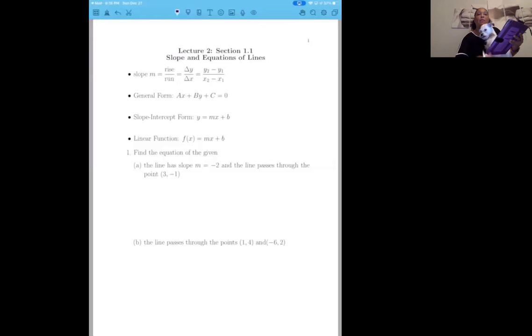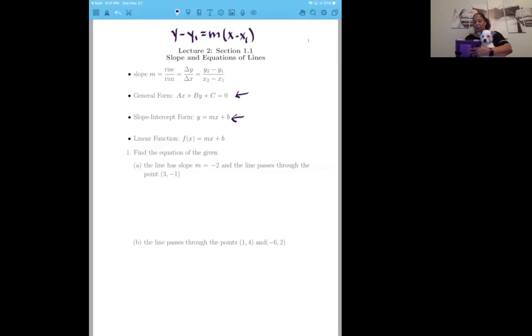All right, so I'm just going to do a quick review of equations of a line. There are three different general types of equations of a line. You have the general form, you have the slope-intercept form, and then you also have the point slope form, which is y minus y1 equals m(x minus x1).